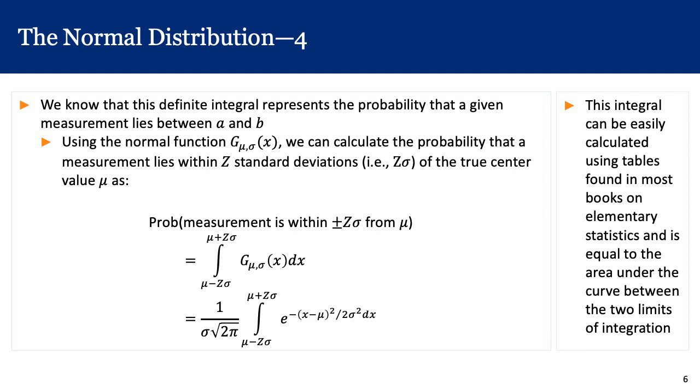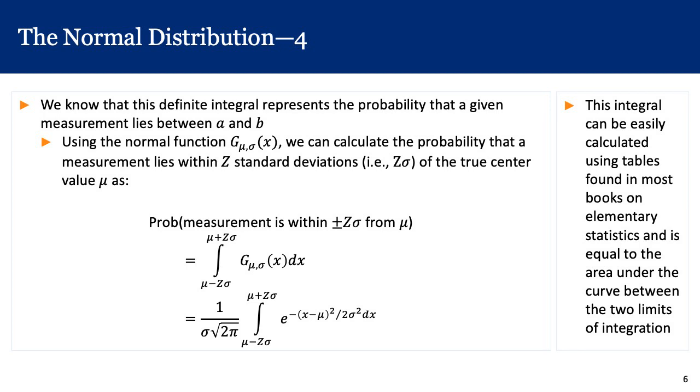So using the normal probability density function g, which is a function of mu and sigma, we can calculate the probability that a measurement lies within z standard deviations, that is z times sigma, of the true centered value mu. And this is denoted by this equation in the middle of the page. So the probability that a measurement is within plus and minus z times sigma from mu is the integral of g of x dx integrated between mu minus z sigma to mu plus z sigma.